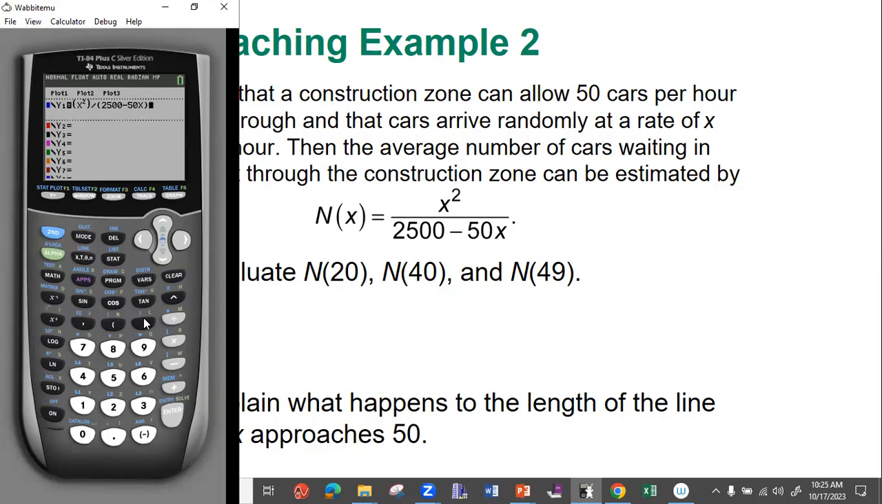And I want to find n of 20, n of 40, and n of 49. I'm going to go to my table setting, and I'm going to switch it from auto to ask. Because do I want to scroll all the way down to 20, all the way down to 40? No, I do not. Now this allows me, when I go to my table, to type in what I'm looking for. I need 20, I need 40, and I need 49.